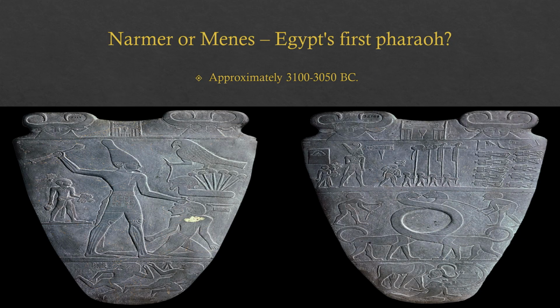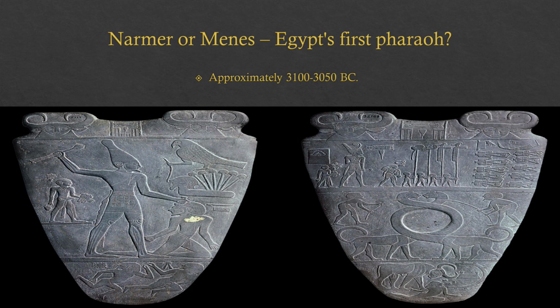But who was Egypt's first ruler or pharaoh? Well, it's either Narmer or Menes. We can't really know for sure. Historians assume that it's either one of these or that they are the same person. And he should have ruled in Egypt approximately 3100 BC to 3050 BC.